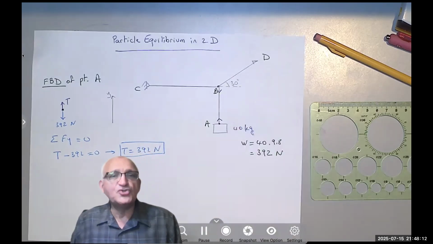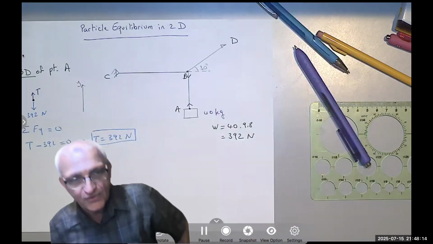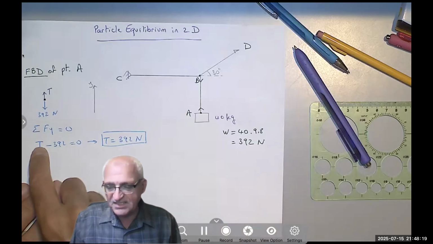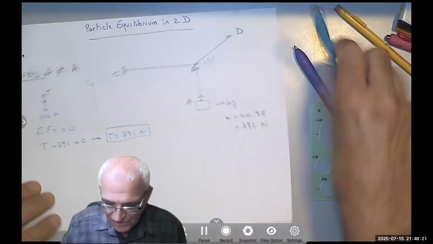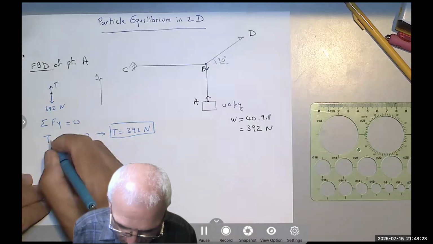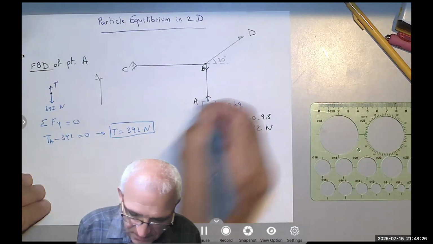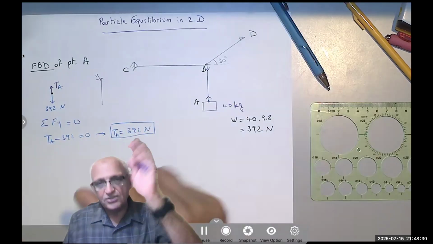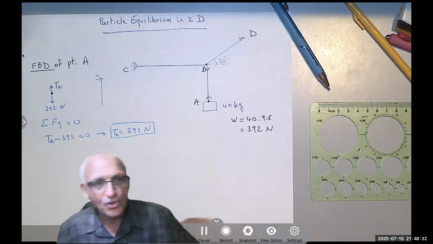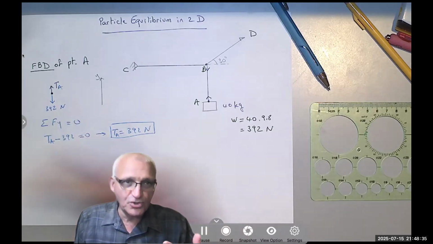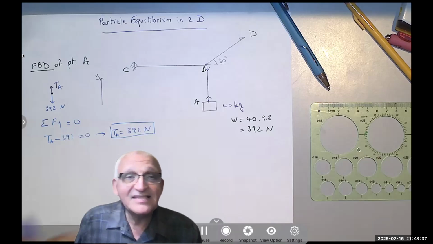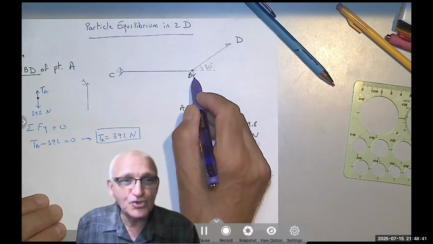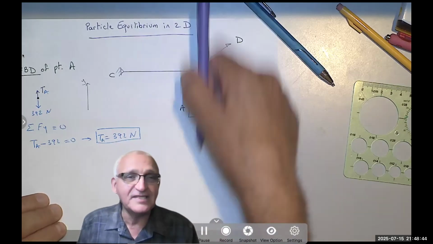This is trivial. Usually they let you off the hook if you say T here, or you call it TA to differentiate that you are working at particle A. And you say TA equals 392, they will tell you, yeah, okay, right. You don't have to show it. It's better to show it so your work would be complete. But now, since TA is known, then TB also is known. It's 392, but it's going down.